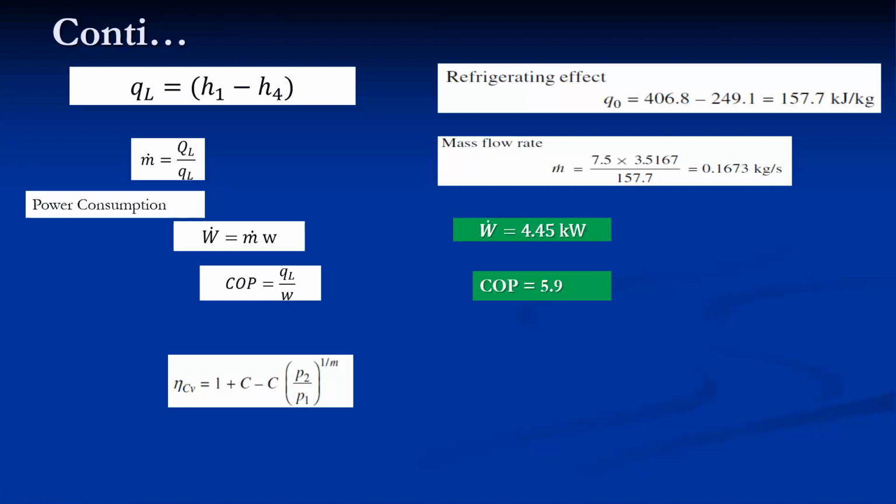Now we have to calculate the volumetric efficiency. Volumetric efficiency is given by this expression, 1 plus C minus C into (PD by P1) raised to 1 by n, where n is the compression index. So the volumetric efficiency is around 0.8695. This is one of the green highlighted answers. These are the questions asked in the problem statement, so that's why we have considered it.